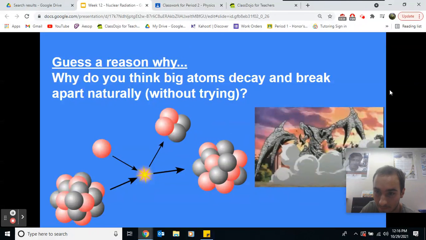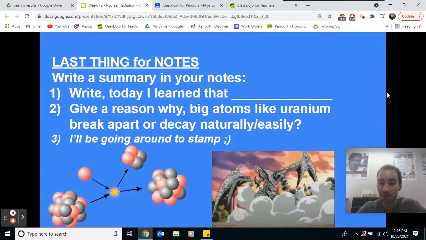stable after. Okay, so last thing in your notes to get points, write a summary saying, today I learned that blank, and give a reason why big atoms, like uranium, break apart and decay naturally or easily. Why are the big atoms the ones that are radioactive? Try and think about it.